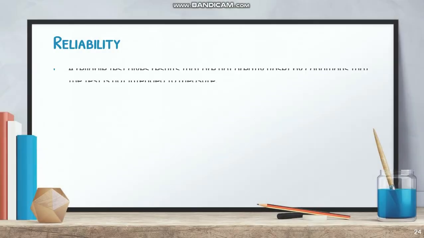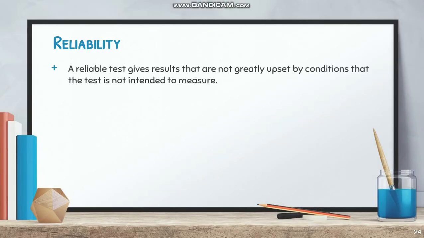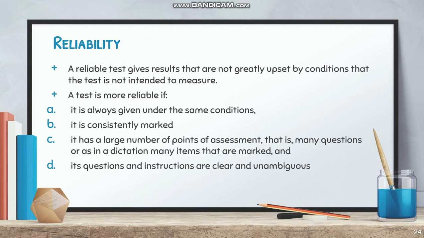So what is reliability? A reliable test gives results that are not greatly upset by conditions that the test is not intended to measure. A test is more reliable if it is always given under the same conditions, consistently marked, has a large number of points of assessment, and its questions and instructions are clear and not ambiguous.